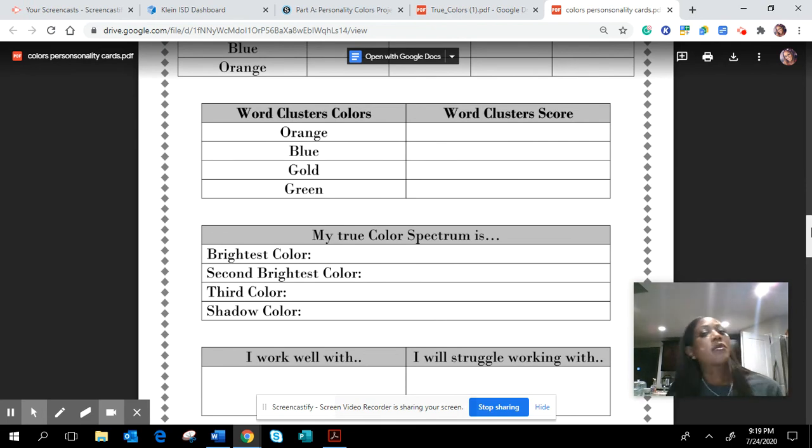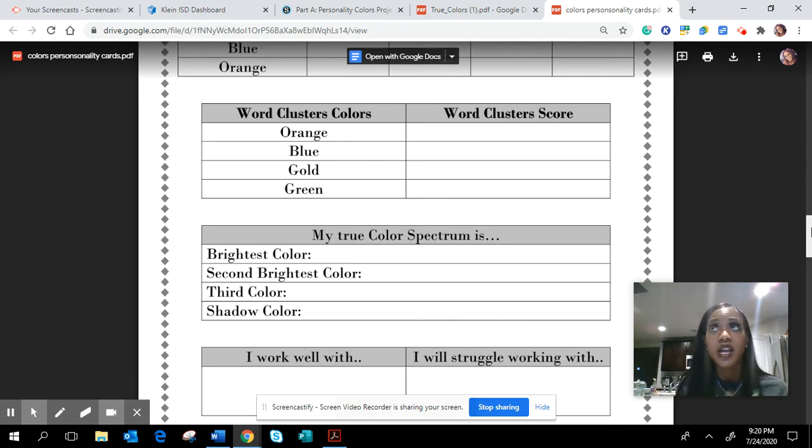Now, I want to say the first time I took this, my brightest and my second brightest were the same identical number. If that's the case, that means you're kind of even-handed with both of those, and you don't really have one dominant personality color, you actually have two. So in your case, you're just going to write down those two.